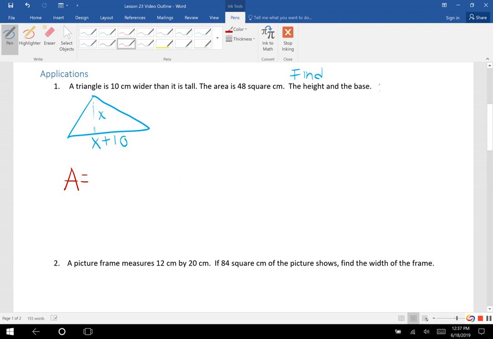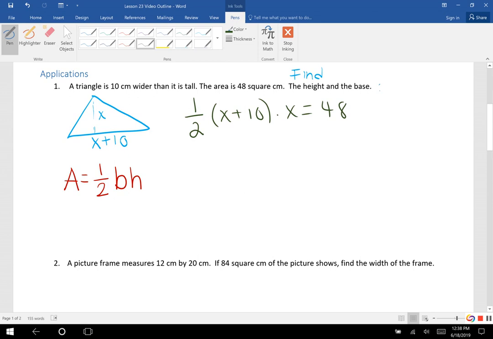So first thing I have to do is remember from geometry, or if you don't remember, I'll tell you what it is now. The area of a triangle is 1/2 base times height. So using this formula, that means 1/2 times the x plus 10 times the x has to equal 48. And so there's my equation. 1/2 base times height equals the area.